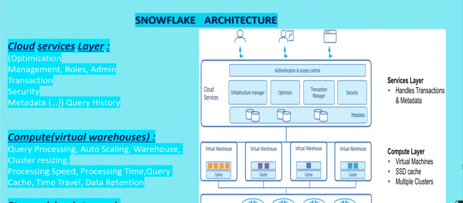Then we're talking about the compute layer, the virtual warehouse layer. As per the name, it performs all the computing operations and query processing as well. So it is basically dealing with all the virtual machines and the compute requirements based on the demands of your business, your workloads, or your data sets.